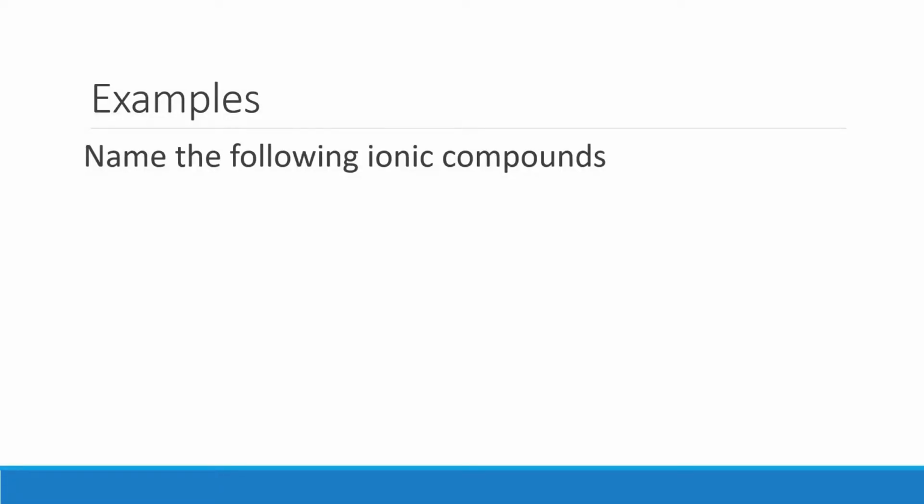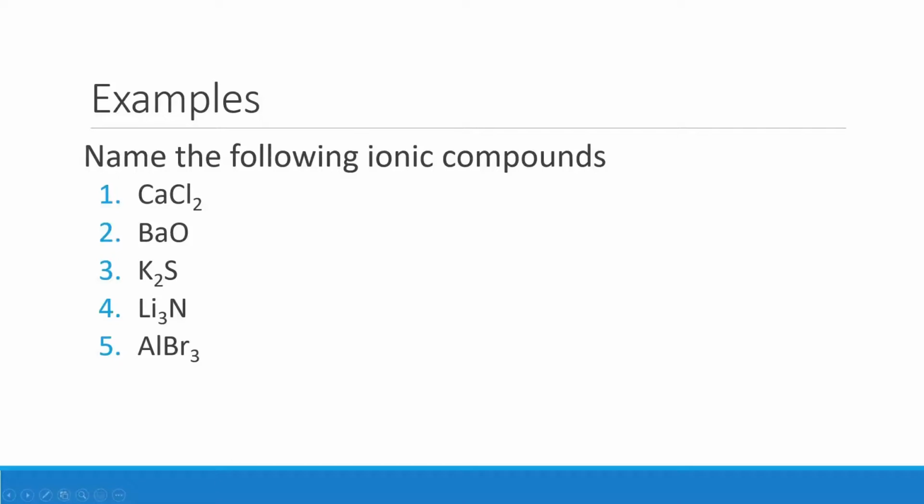Now we're just going to go ahead and run through some simple problems with naming. Here are 5 examples. We have CaCl2, BaO, K2S, Li3N, and AlBr3. I'm kind of just going to fly by these, so make sure to just pause the video and practice in your own time. And you should hopefully have paused it, completed it, and we can run through all of these.